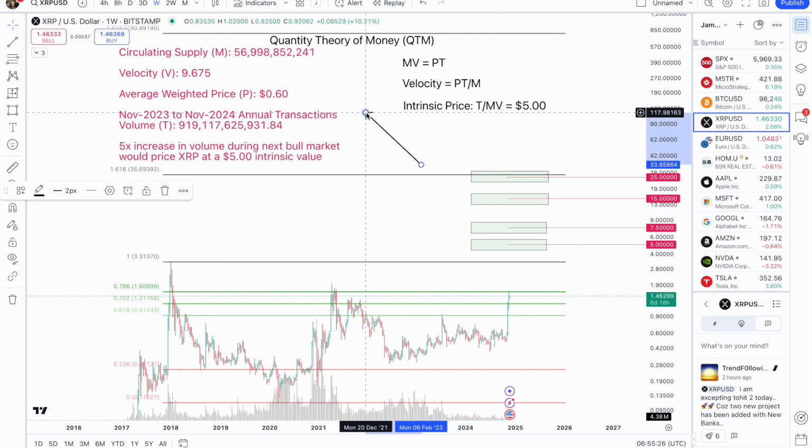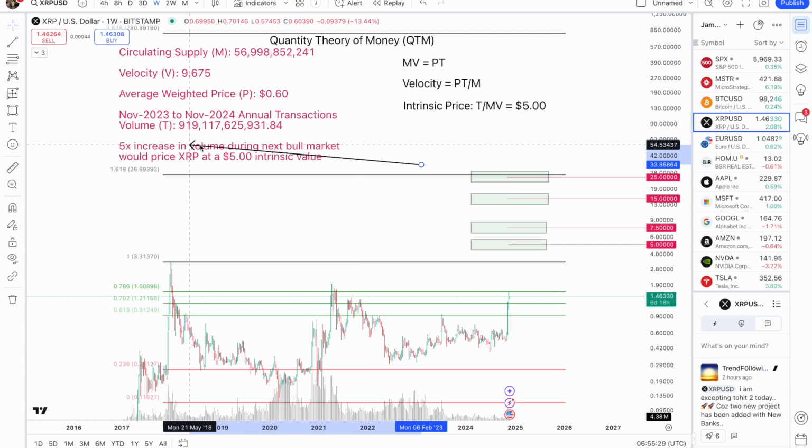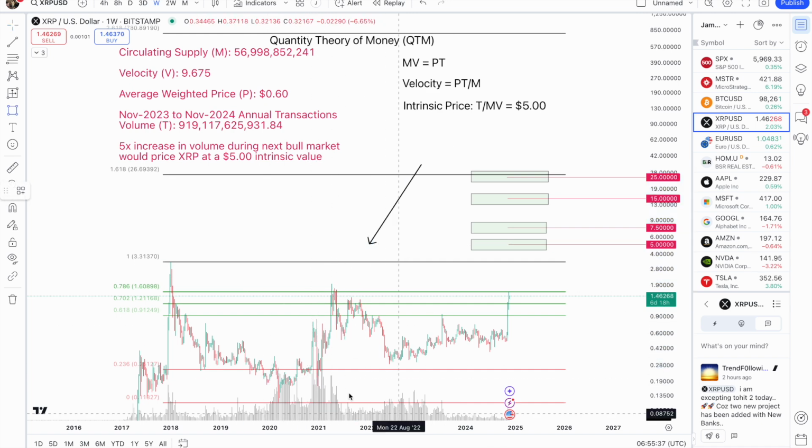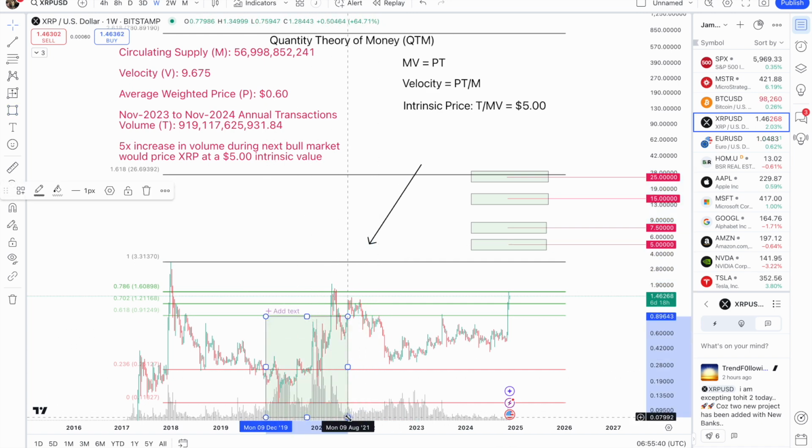Now, assuming that the volume increases during the next bull market by 400%, the last bull market, I believe, volume increased on average by 280%. And that was when XRP was not listed on really any major exchanges. It wasn't listed on Coinbase, Binance, BitTrue, or Robinhood. All these major exchanges did not have XRP, and it also had the SEC lawsuit at its highest.